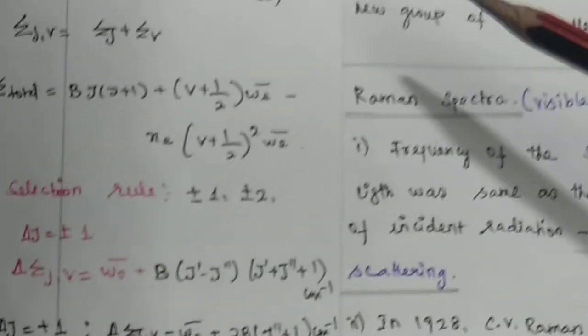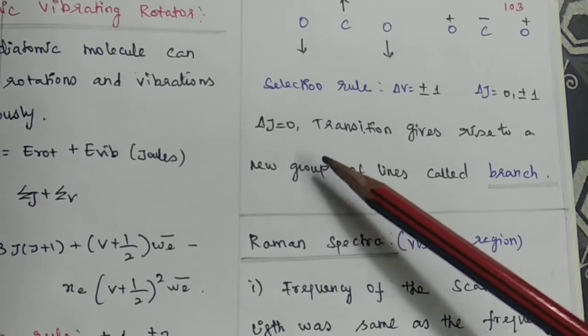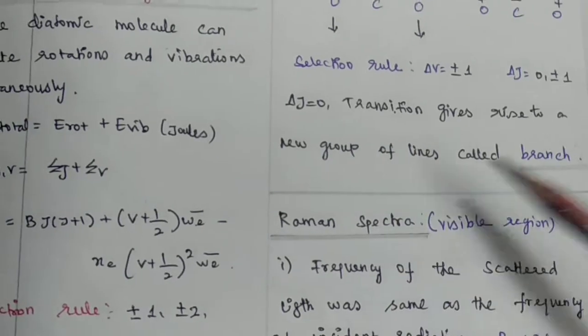Then similarly for perpendicular, we get this one. If delta J is equal to 0, we get a new group of lines which is called a branch.